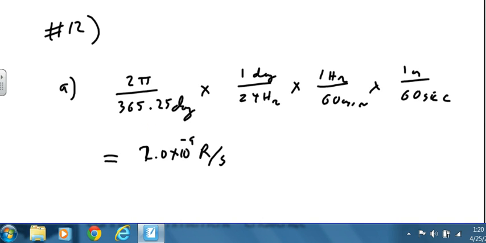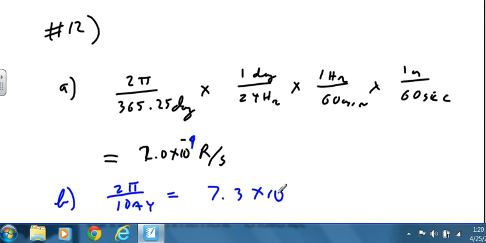And then we're going to look at part B, the Earth going around its axis. So we have the same 2 pi per 1 day. So that would be my first answer times 365.25, which is still in my calculator. And now we have 7.3 times 10 to the minus fifth radians per second. It's how fast the Earth is going. Okay, so that's 12.